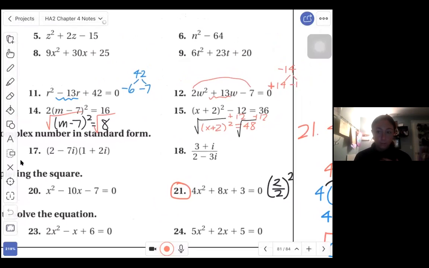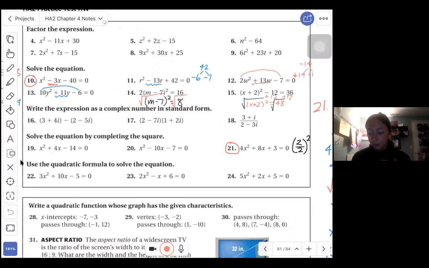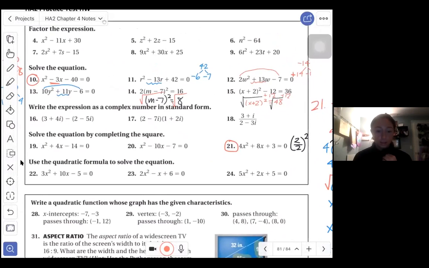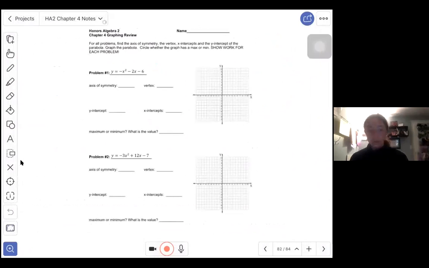Okay. So if you have any more questions on the homework, then you can ask. But we want to give you this time to start your review for the weekend. This is a graphing review. So there's 6 problems with those 3 different methods that we talked about.